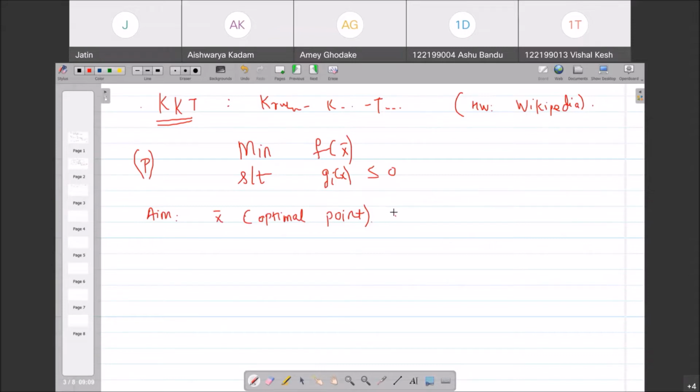So the question is how to find this optimal point. That's where the KKT condition comes into the picture. So there, let me call them necessary conditions first. Necessary conditions.